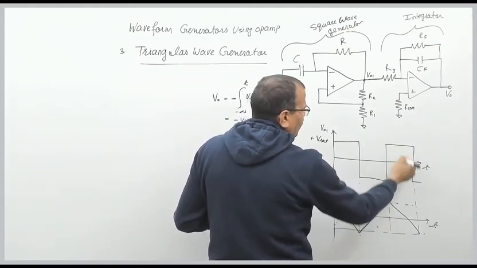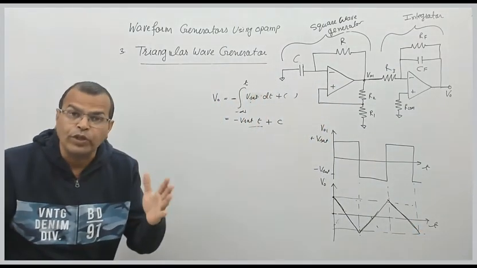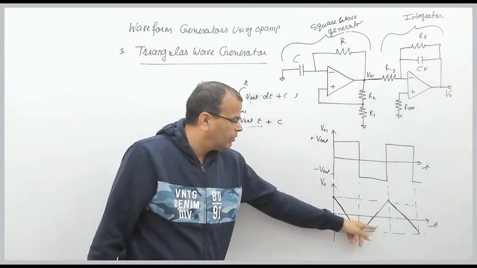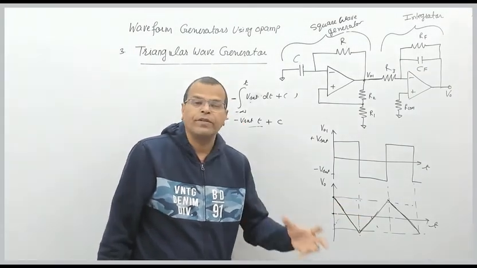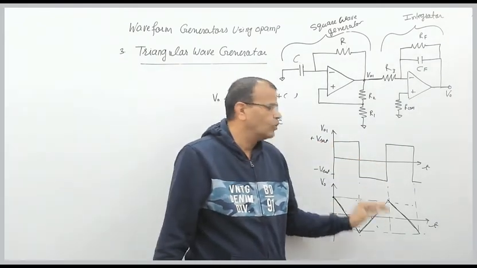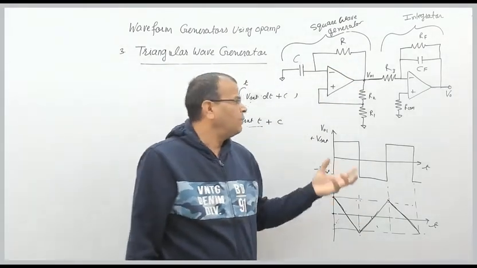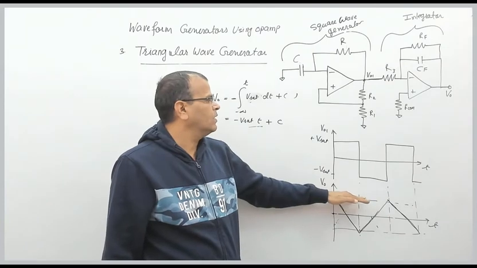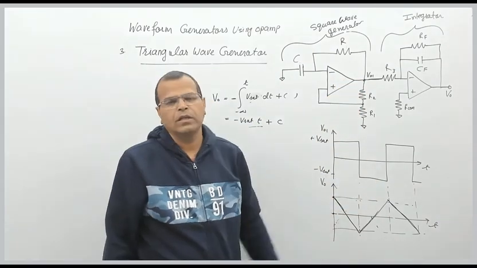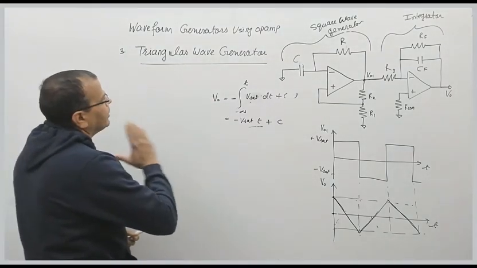So wherever you have a positive value, there will be a negative slope. Wherever you have a negative value, there will be a positive slope. This is what you need to take care of. Otherwise it could have been shown in different options. There can be a mathematical analysis for this, but here you should remember at least the circuit and the waveform. Fine, and that finishes your triangular wave generator.